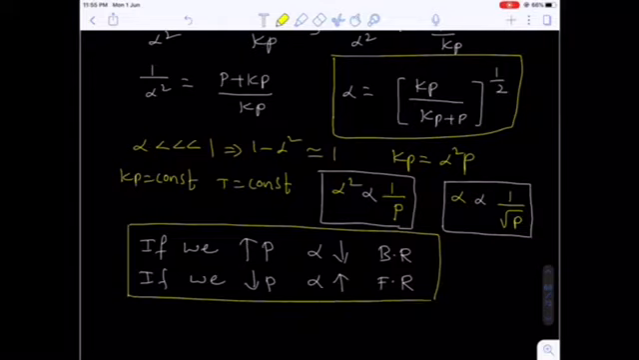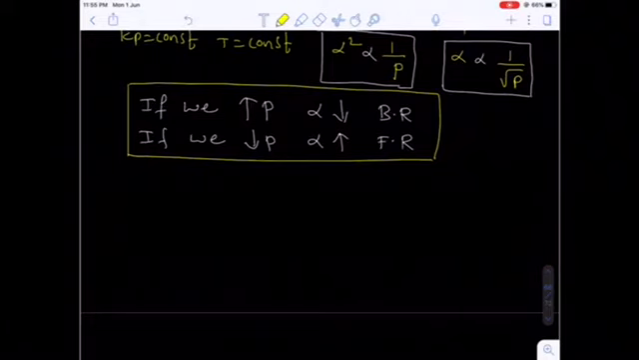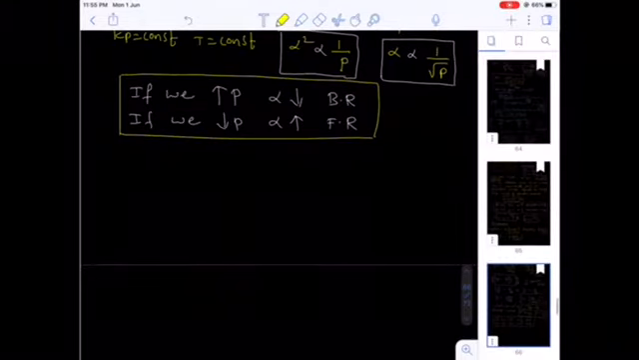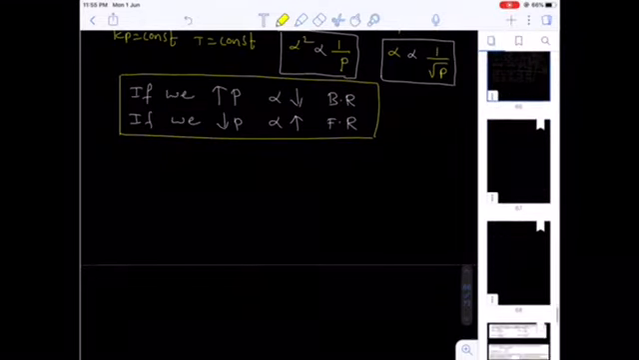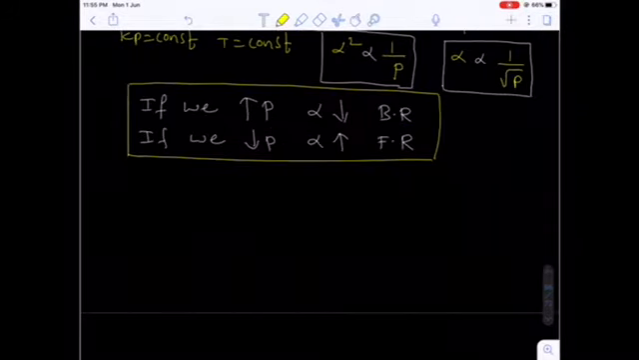Alpha value changes by changing the external pressure and volume, provided delta Ng is not equal to 0. This is very important. This is the second example of homogeneous equilibrium. Come to the next example for the homogeneous equilibrium.